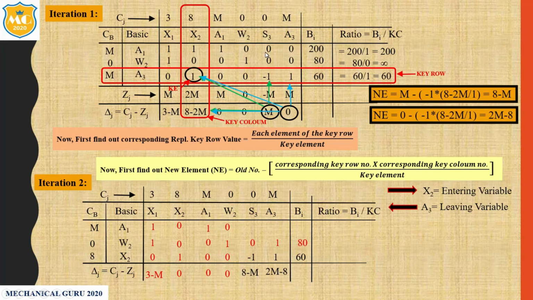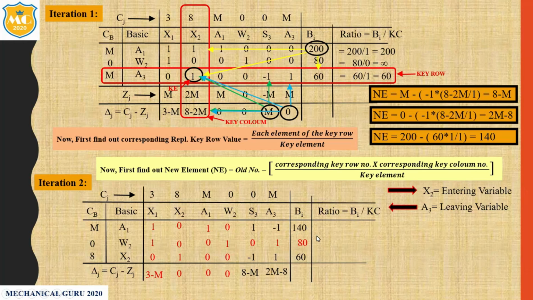Next we have to find out this value S3. Okay, so 0 minus 1 into minus 1 divided by 1. So minus minus plus 1. Here 0, 1 into 1 divided by 1. So here we get a minus 1. Next, old number 200, key row number 60, key column 1, key element 1. So 200 minus 60 into 1 divided by 1. So 200 minus 60. So here we get 140.